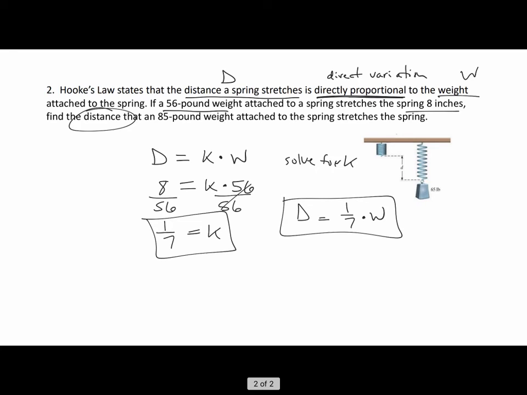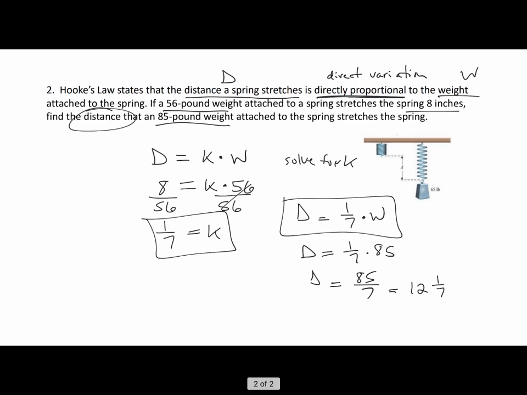So now I can answer the question, find the distance that an 85-pound weight, so that's w, stretches the spring. So find the d, the distance. Okay. Well, 85 divided by 7. I don't think that simplifies. No, it doesn't divide by 7 evenly. So that's fine. If we wanted to, we could change that to a mixed number. We don't have to, but that would go in 12 times with 1 left over.